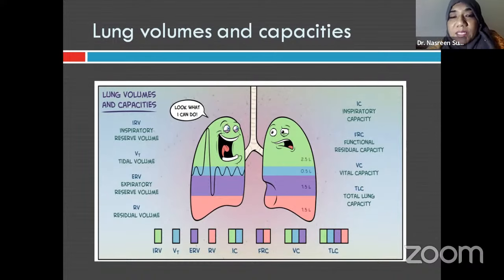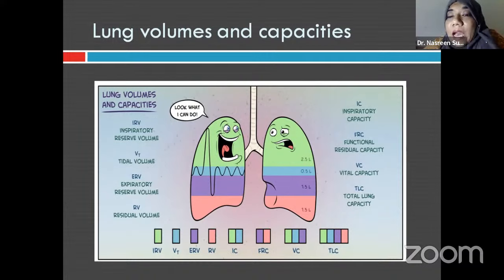Vital capacity means if we remove residual volume, the other things when you combine, then it is called vital capacity. When you deeply inhale and forcefully exhale, the amount of air which is going inside and the amount of air which is going outside is called vital capacity. You are not counting residual volume in vital capacity.